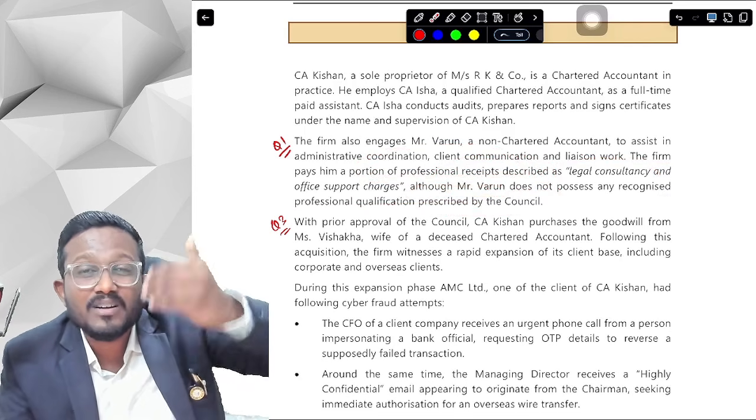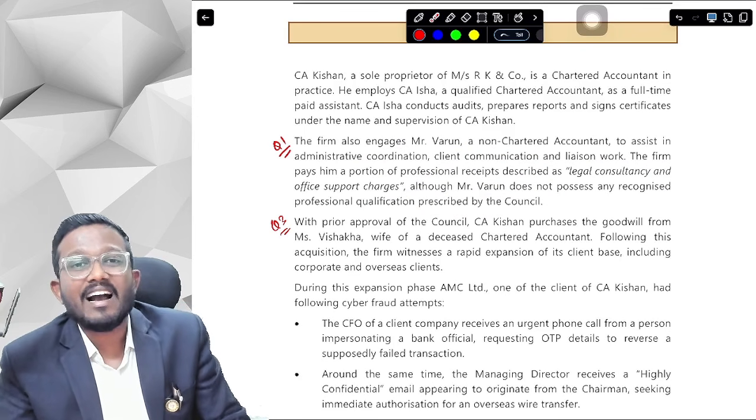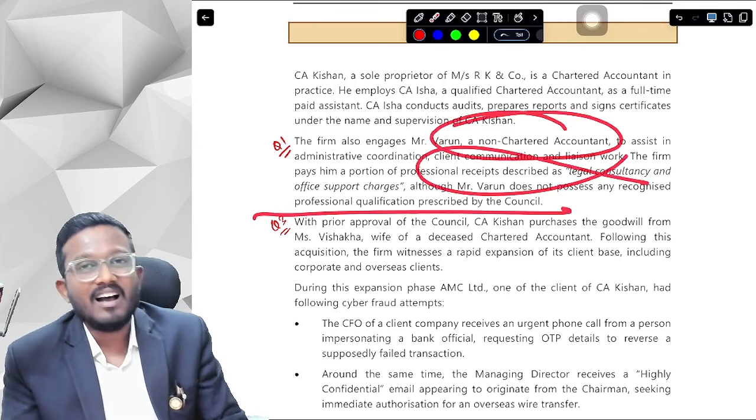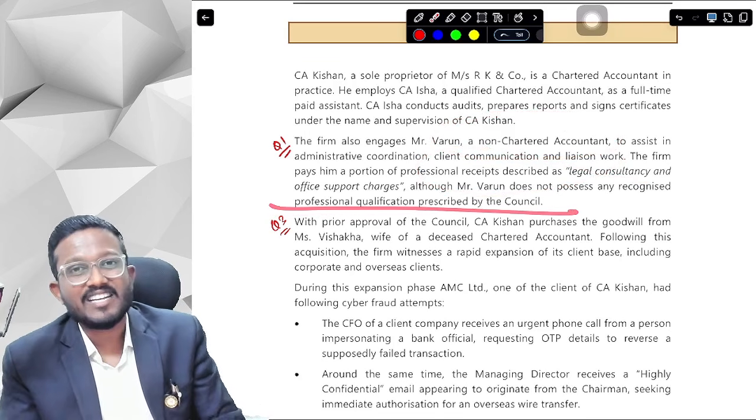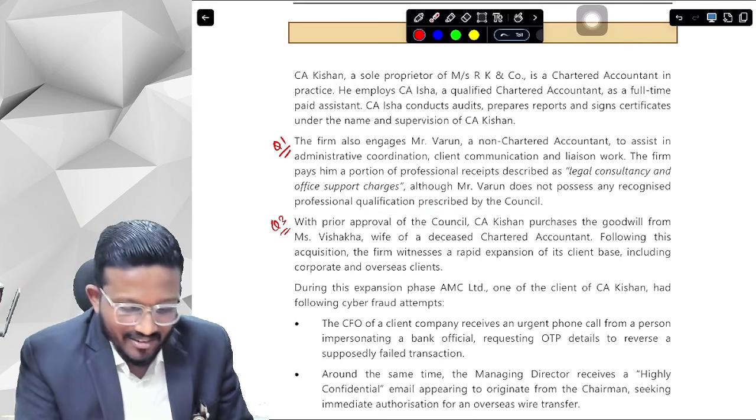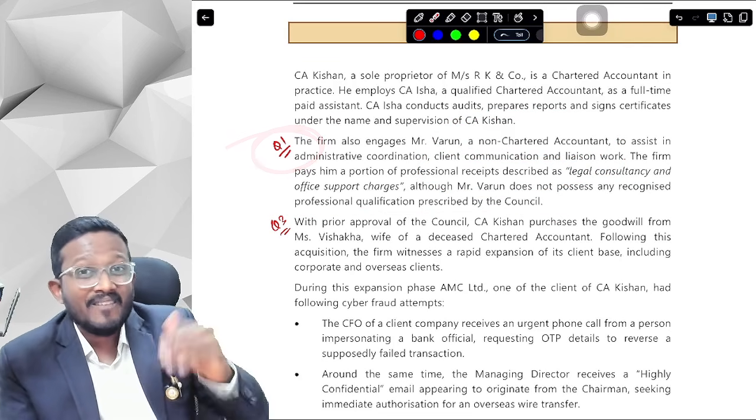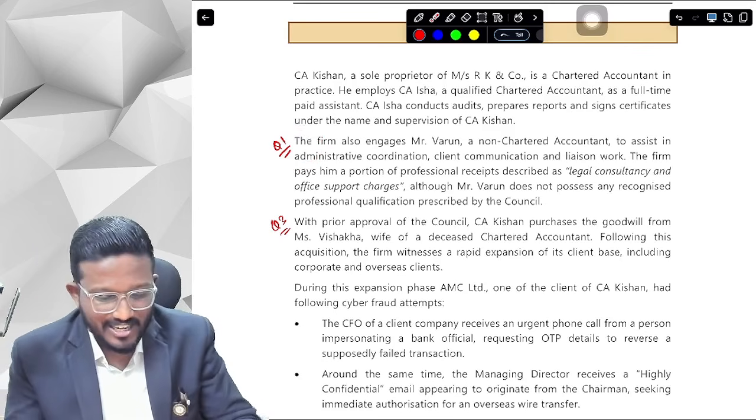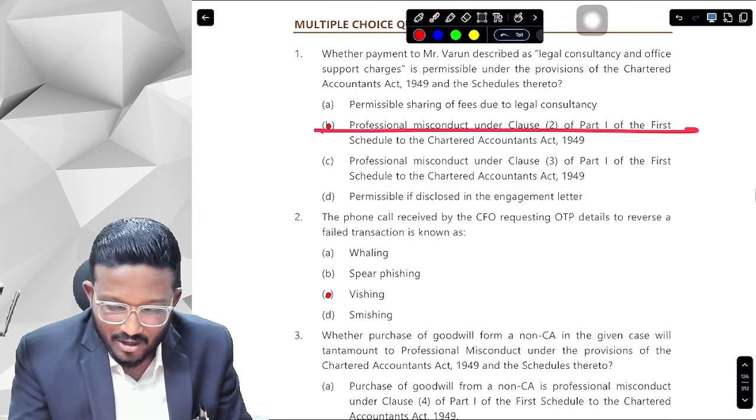We are giving him a percentage of fees. So can we give a percentage of fees to a non-CA who does not have any professional qualification? No, sir. So here we will be guilty under clause 2. We should not give or take, in Hindi, na dene ka na lene ka, clause 2 part 1 first schedule. So here we will be guilty under clause 2 part 1 first schedule.